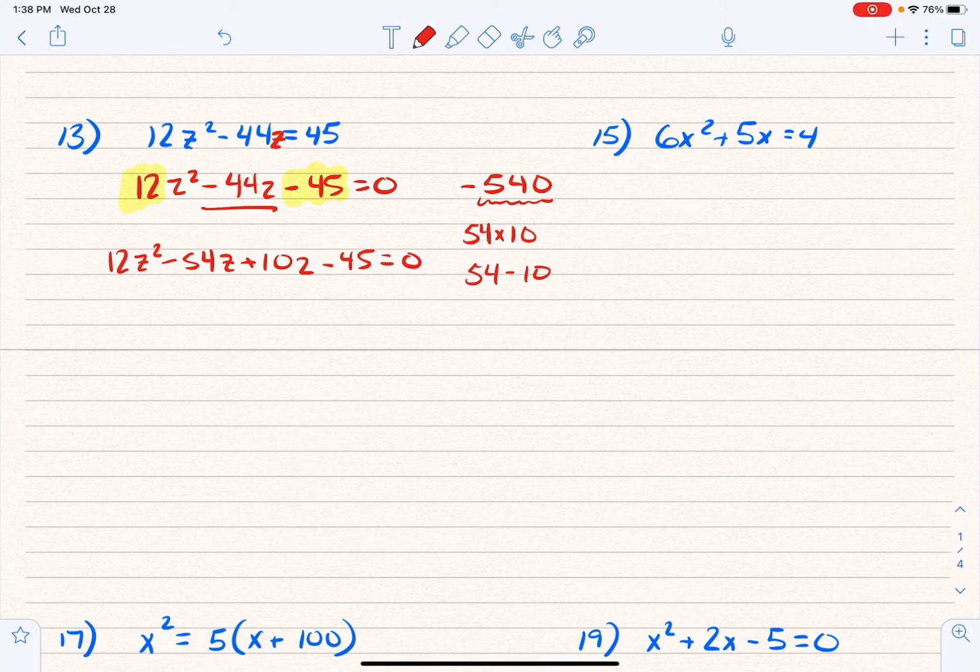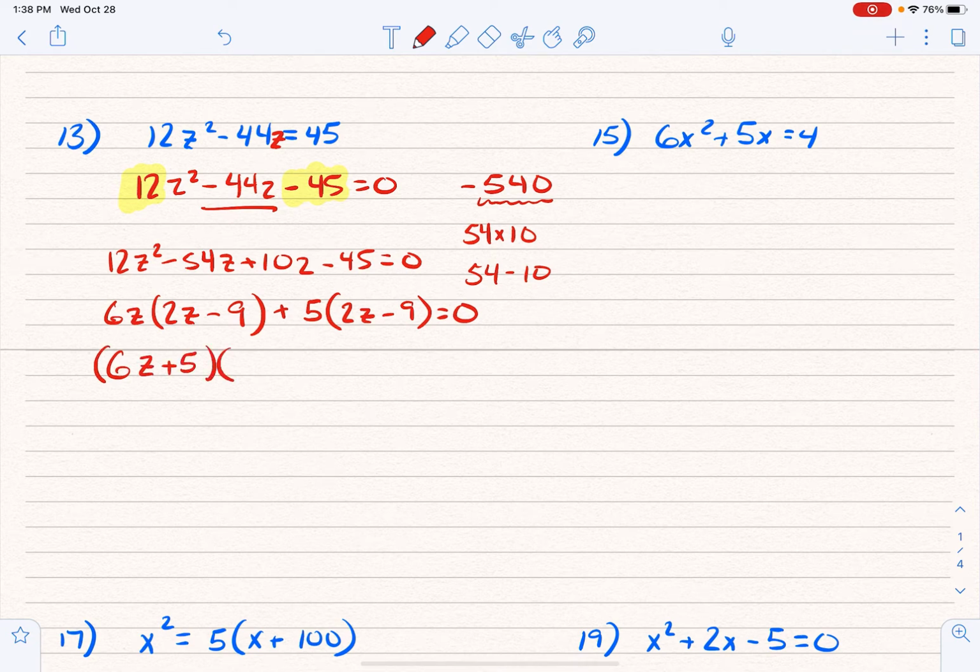So what can I take out of both 12z squared and 54z? That would be, I think, just 6z I can take out. 6z, which would leave me with 2z, I almost put a 6 there, but 6 times 2 is 12, minus 9. 6z times 9 would give me that negative 54z. Plus, what can I take out of these? I can take a 5 out. 5 times 2z would give me 10z, and then 5 times 9 would give me that 45. Okay, so then I get 6z plus 5 times 2z minus 9 equals 0.